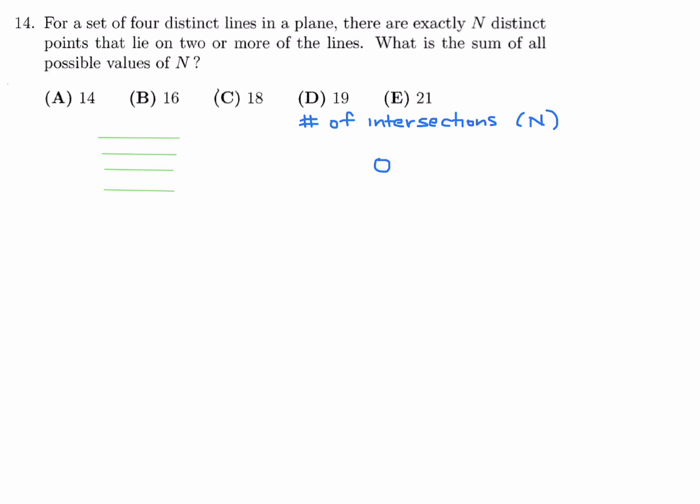Okay, let's look at the next one. Can we get one intersection with 4 lines? And the answer is yes, if they all kind of have a common intersection point like that. If you draw it like that, you'll get 1.